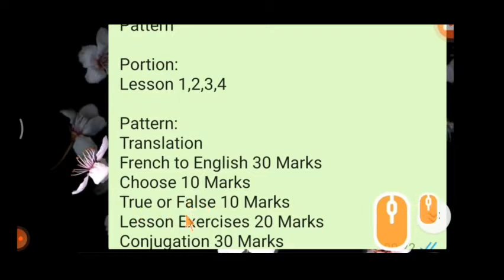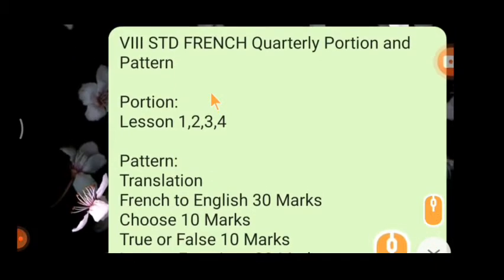True or false will also be asked, either from lesson 1, 2, 3 or 4. The next one is lesson exercises. From each lesson there will be exercises. Probably we will be asking only from lessons 3 and 4, because lessons 1 and 2 were already asked in your first midterm. Finally, conjugation, which is also important, will come from lesson 3 or lesson 4. Whatever conjugation is there, we will revise it. Today we are going to see the answer key next.